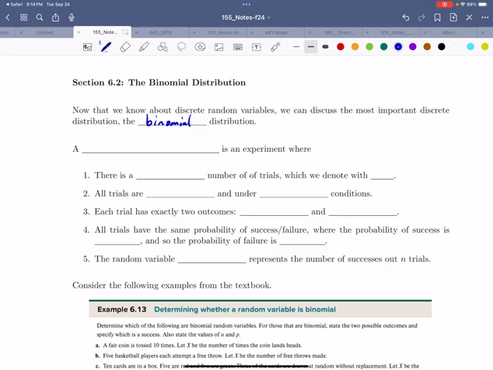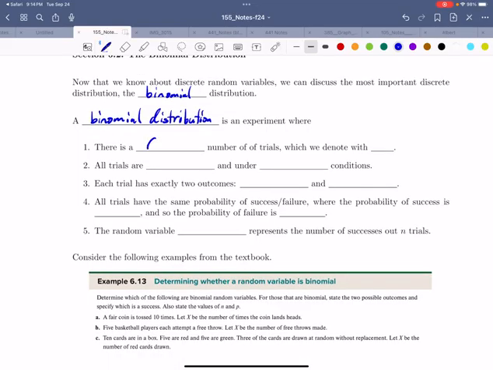binomial distribution. A binomial distribution, also I've seen it called a binomial experiment, is an experiment in which the following 5 things occur. There is a fixed number of trials, which we denote with n. All trials are independent. Remember that word from last time? It means they don't depend on each other. They don't affect each other, right?